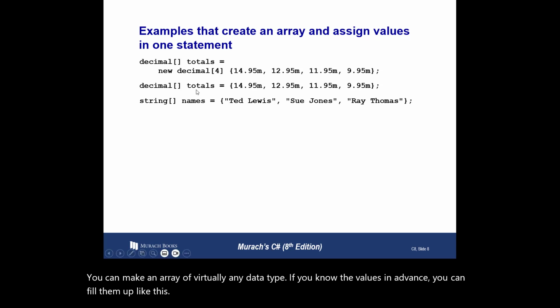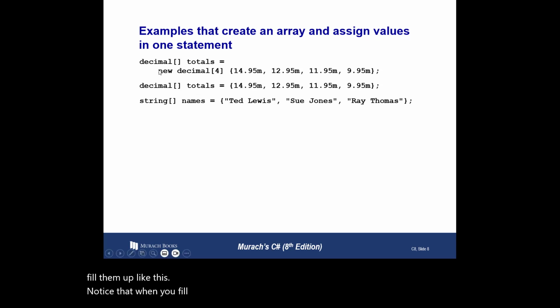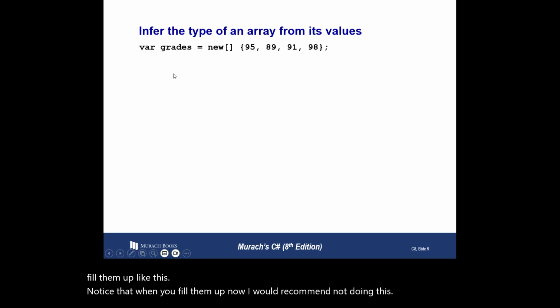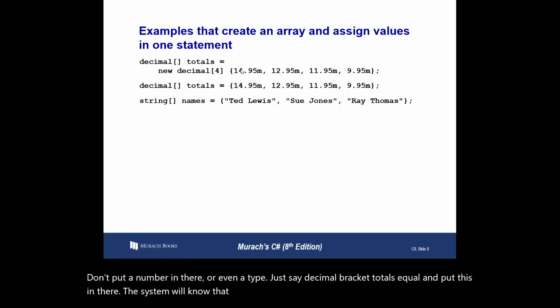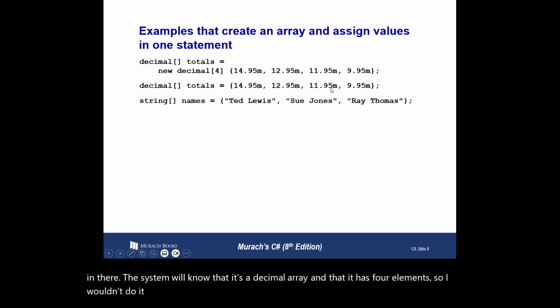Notice that when you fill them up, now I would recommend not doing this. Don't put a number in there or even a type. Just say decimal bracket totals equal and put this in there. The system will know that it's a decimal array and that it has 4 elements. So I wouldn't do it like this one. I would do it like this one. Same thing with strings. I would do it like this.